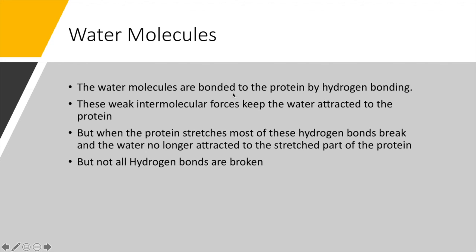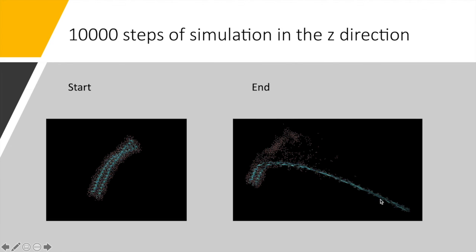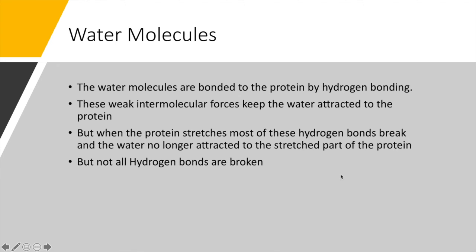Water molecules are bonded to the protein by hydrogen bonding. These weak intermolecular forces keep the water attracted to the protein. But when the protein stretches, most of the hydrogen bonds break, and the water no longer is attracted to the stretched part of the protein. But not all the hydrogen bonds are broken, as you can see. There's still some on there at the bottom. That's the end. Thank you for listening.